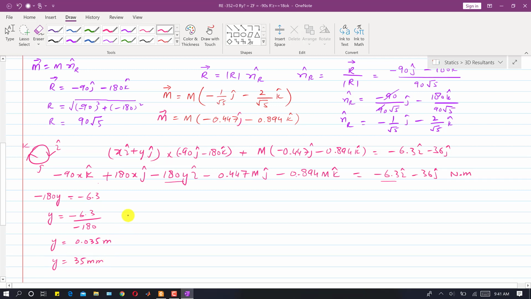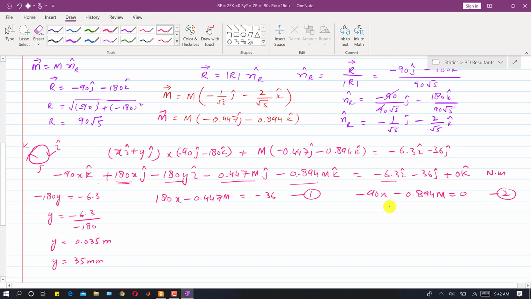Similarly, if we compare the j component with j, if I add up, this is 180x plus this one, so this is minus 0.447M, so this will be equal to minus 36, right? So this is, let's say, equation 1. And similarly here is no component of k, so if we write it like this, this will be plus 0k Newton meter. So as we can see, this is minus 90x and then this minus 0.894M, and this is equal to 0, and this is equation number 2.